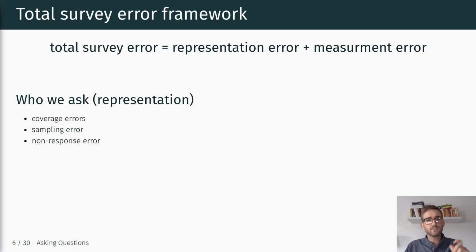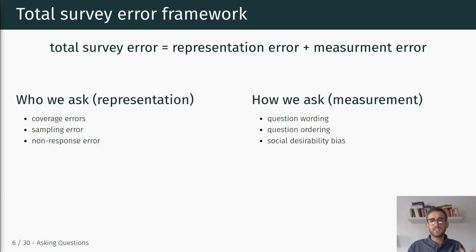And furthermore, this is only the first part of the total survey error, because the other part is measurement error that is related to how we ask our questions in the surveys, right? And these are issues related to question wording and question ordering, and issues like social desirability bias that might systematically affect how people respond to our surveys.